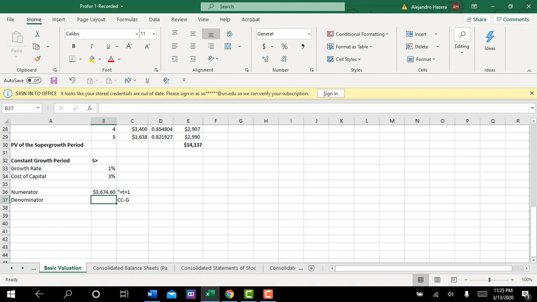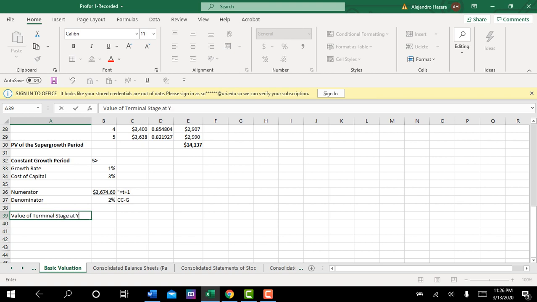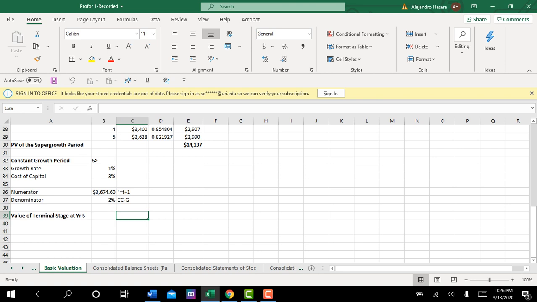Okay, our denominator, according to the formula, is the cost of capital minus the growth rate, which is going to be 2%, should be 0.02. Okay, so that's our numerator and denominator. Now, according to the math of this formula, if we take this numerator, the year 6 cash flow, and divide by that denominator, that will give us the value of the terminal stage at year 5. Like I said, we've done this in class, but this is good, not just to review, because we're going to actually take this and use it at the bottom of the larger calculation. So, value of terminal stage at year 5. I'll put it right here, in this column because it's wide.